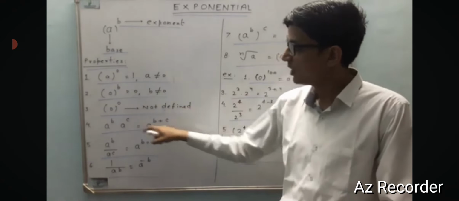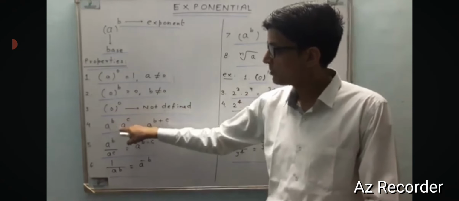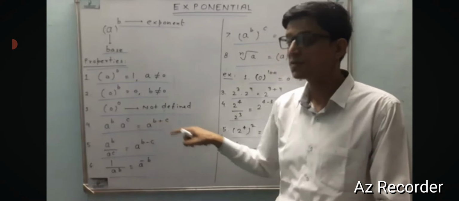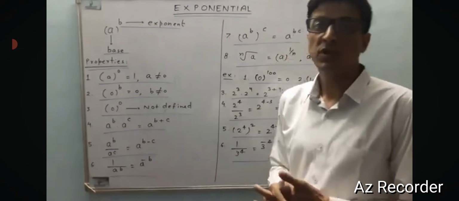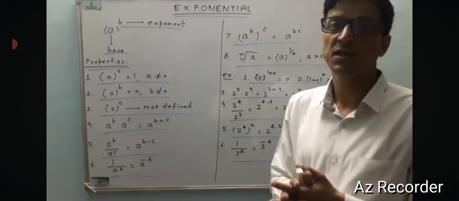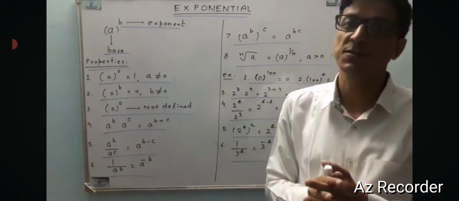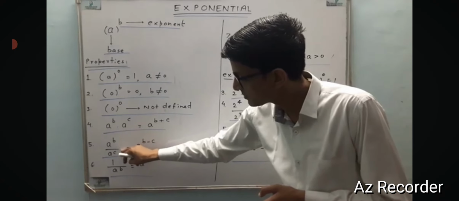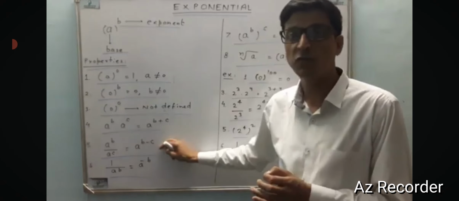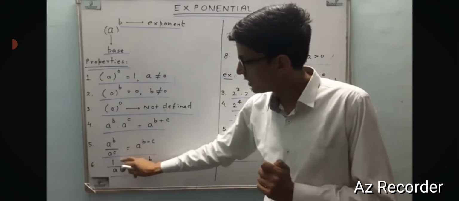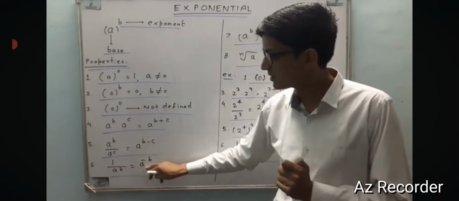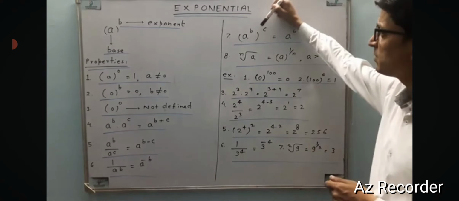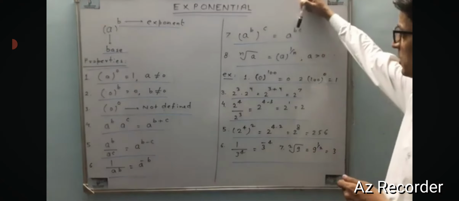The fourth property is a raised to power b multiplied by a raised to power c is a raised to power b plus c. So if there are two exponents with the same base, then you just add the exponents. Similarly, if there are two exponents in division with the same base, then the exponents have to be subtracted. If we have 1 upon a raised to power b, you just invert it: a raised to power minus b will be the right expression. And if a raised to power b is raised to power c, you just multiply these, so a raised to power bc will be the final result.